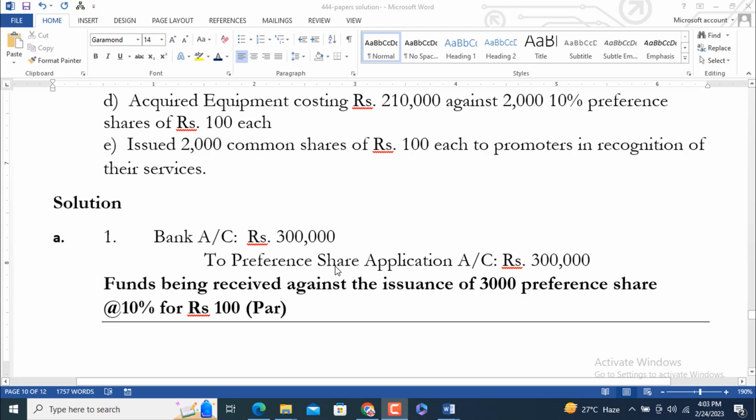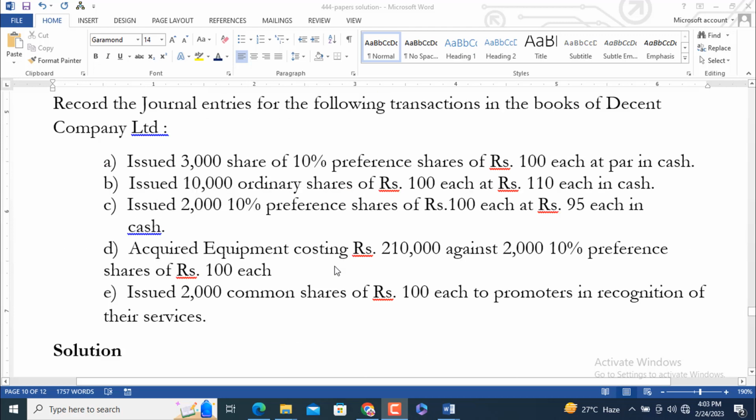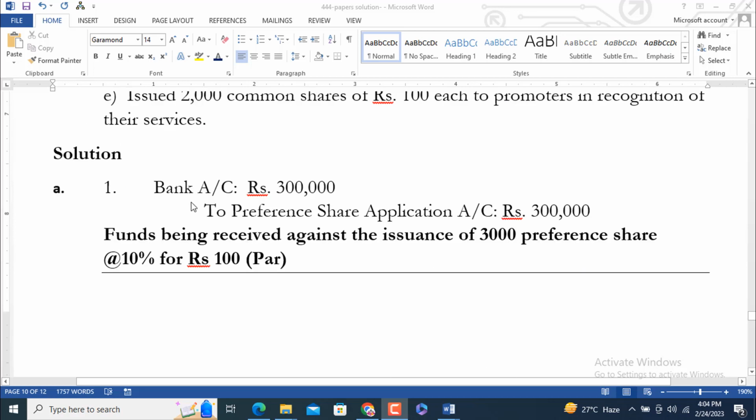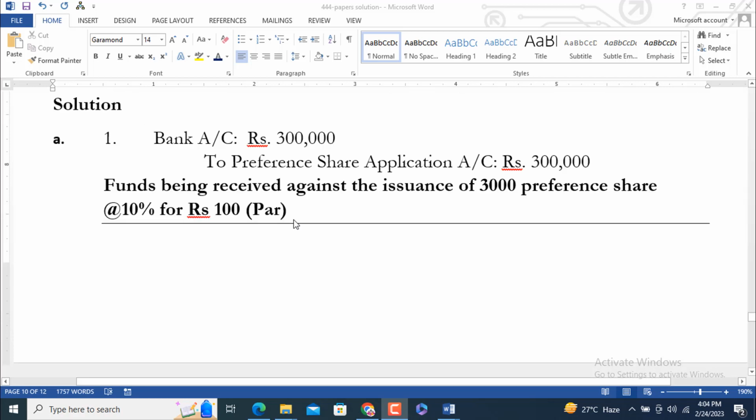The first transaction is that, as I have noticed here again, the word is in cash, so you can replace bank account with the word cash account. So cash account we are going to mention here as rupees 300,000 because it has been issued on par value of 100 rupees, which gives 10% interest rate to its holder. So this is our transaction.